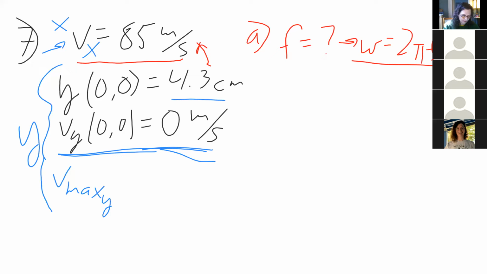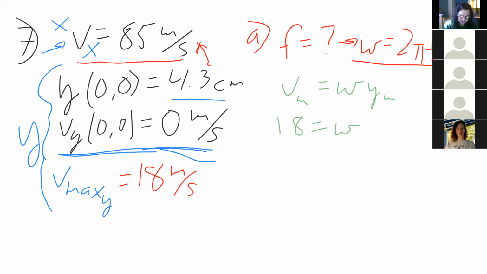The tools that I have to work with here is that I have Vmax of y. I never finished writing it. Mine happens to be 18 meters per second. So I have the Vmax, and I know from my last page that I can just use a simple harmonic motion equation. So Vmax is equal to omega times Ymax, and Vmax is 18. I need omega. Do I know Ymax? Well, I know these two things. I know that this particle at this time and location is displaced by 4.3 centimeters. And I also know that it's not moving.